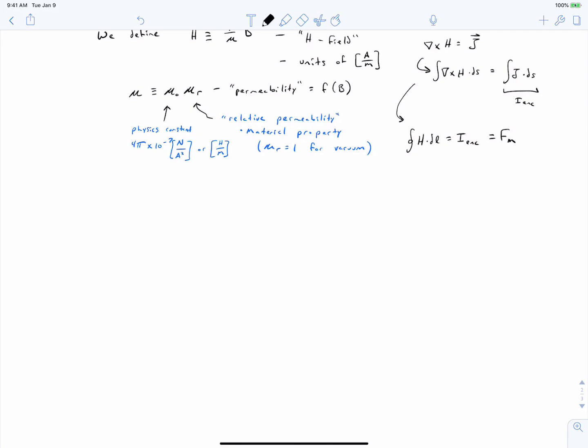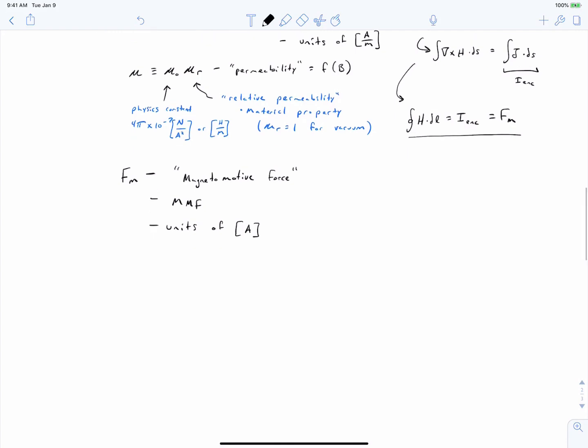So this stands for magnetomotive force. We talked about electromotive force earlier. Now we have defined the magnetomotive force, or MMF, and this has units of amps. So let's depict pictorially what's going on here.